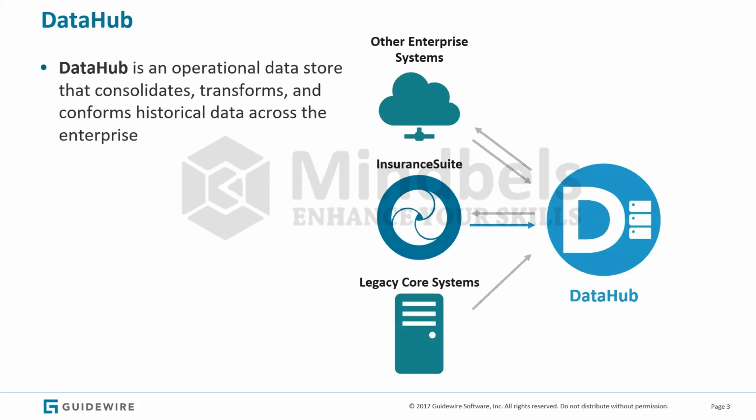Data Hub is basically an operational data store that consolidates, transforms, and conforms historical data across the enterprise. This diagram elaborates that we can have data from any of the systems. It could be their legacy core systems, their insurance suites or Guidewire or any other enterprise system. So we can have data from any of them into Data Hub, right?